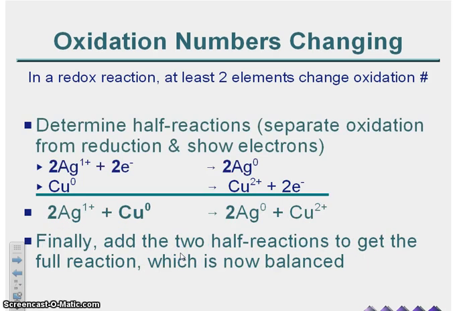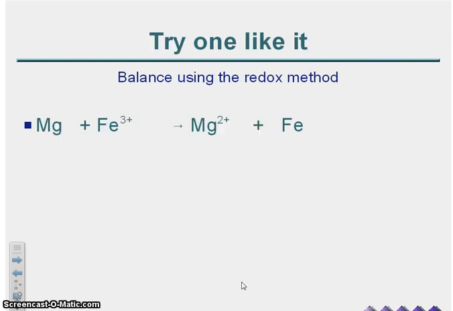We can then add the 2 half reactions to get the complete reaction, and it is balanced. And it shows the 2-to-1 ratio of silver to copper that you're familiar with from the lab. Now try this one. Turn off the video while you're doing it.